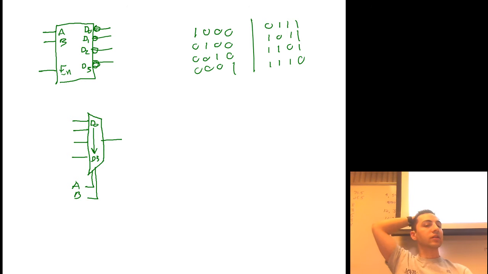There's a 4 to 1 mux. A 4-bit 4 to 1 mux, I even gave you the hint: buses. That's it. That's all you had to do to augment a 4 to 1 mux to be a 4-bit 4 to 1 mux. Question?